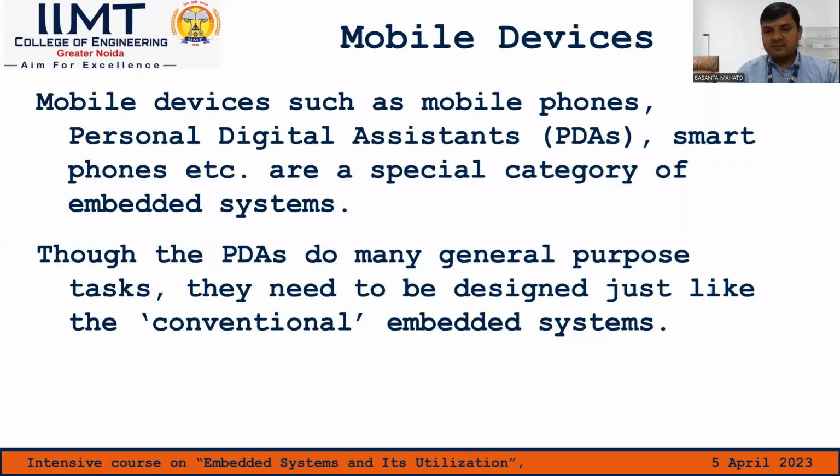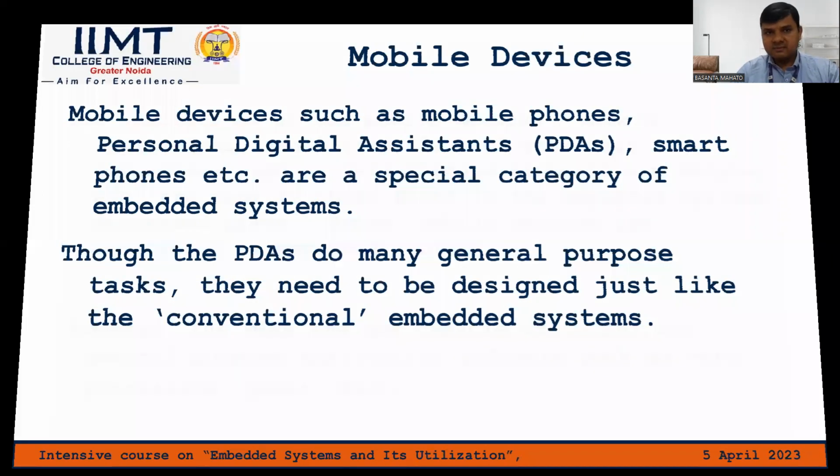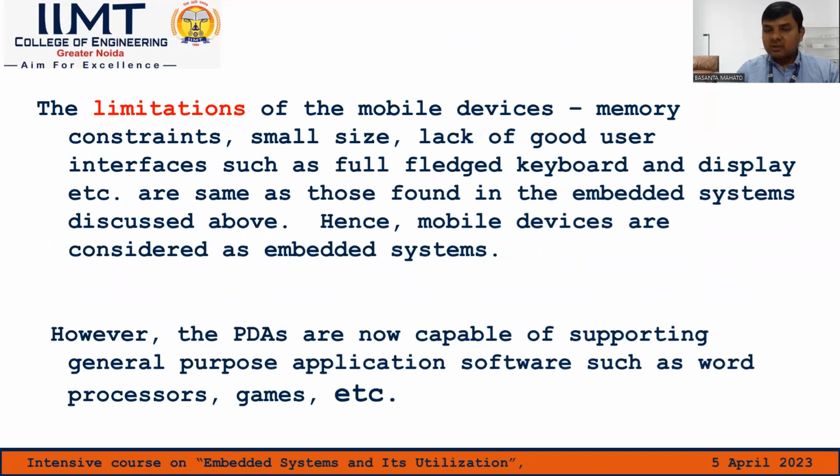Another is called the mobile devices. Mobile means movable. So mobile devices such as mobile phones, personal digital assistants (PDAs), smartphones, etc. are a special category of embedded system. So these come under mobile device embedded systems. The limitations of mobile devices are memory constraints, small size, and lack of a good user interface. Hence, mobile devices are considered embedded systems, but with some limitations.